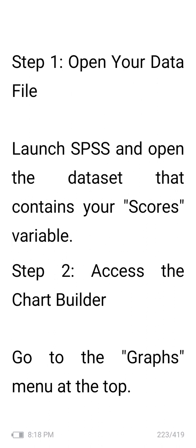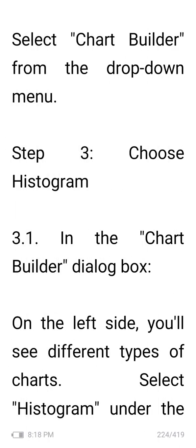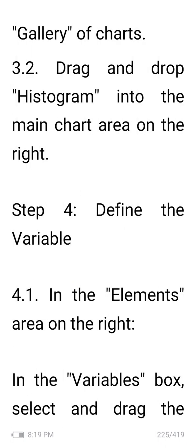Step 1, open your data file. Launch SPSS and open the dataset that contains your scores variable. Access the chart builder. Go to the graphs menu at the top. Select chart builder from the drop down menu. Choose histogram. In the chart builder dialog box on the left side, you will see different types of charts. Select histogram under the gallery of charts.